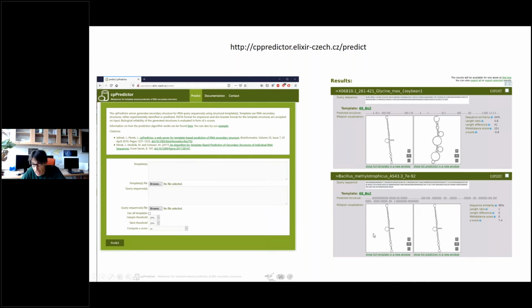Whereas if you predict the secondary structure for an RNA which is homologous to the template RNA, the prediction is very nice. And in this case, there are two bacilluses. It means the RNAs come from very closely related organisms, and the prediction is nice. It is also indicated by the z-score, which is highly positive.